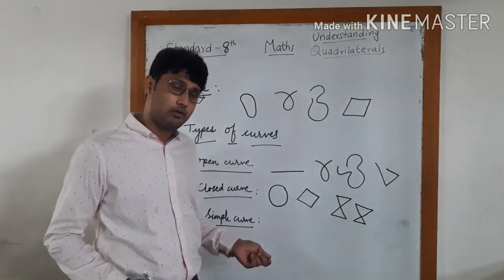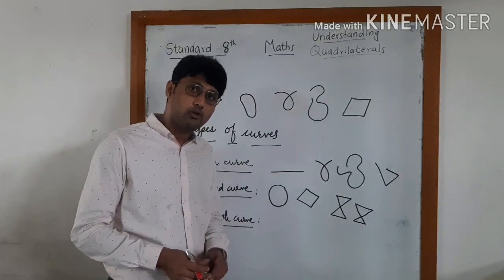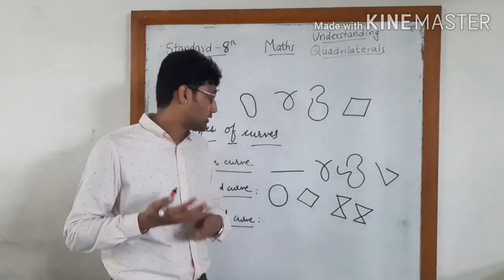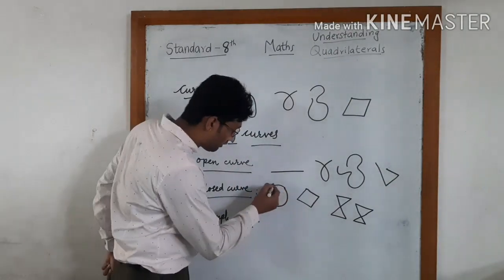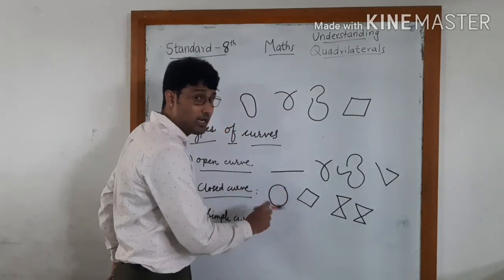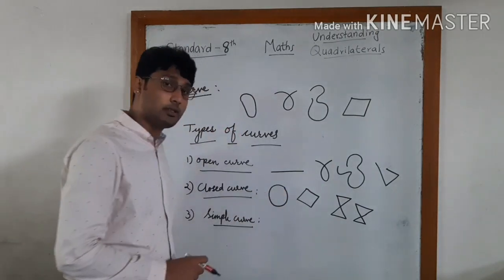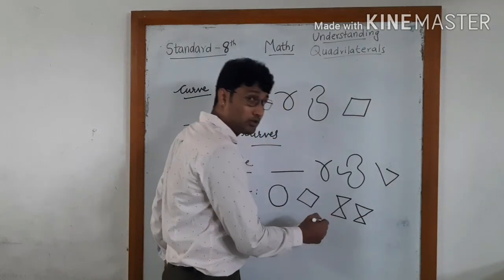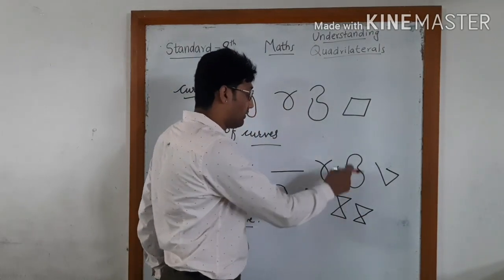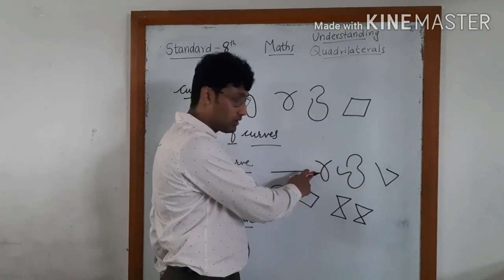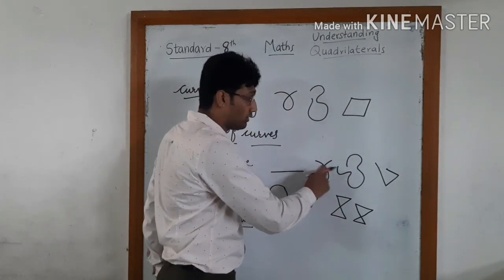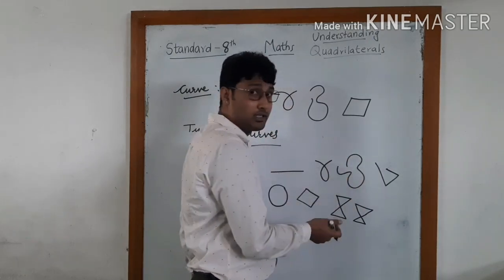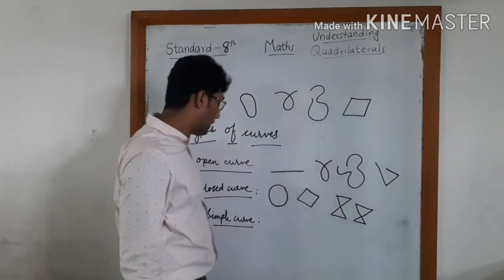In a simple curve, it can be either a closed curve or an open curve, but any two sides should not cross. For example, here when you draw a circle, no sides are crossing with each other. It's a simple curve. Here, if you see, there are two sides which are crossing. This is not a simple curve. This is again not a simple curve because sides are crossing. This is a simple curve because there are no sides crossing. This also is a simple curve.